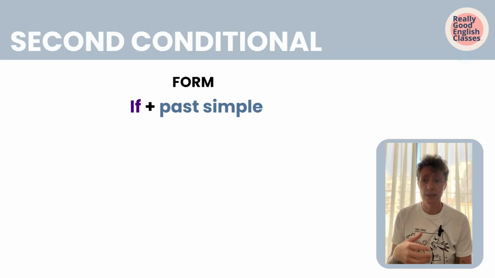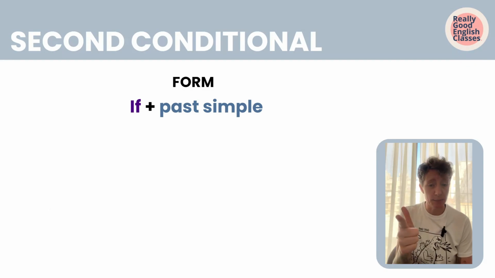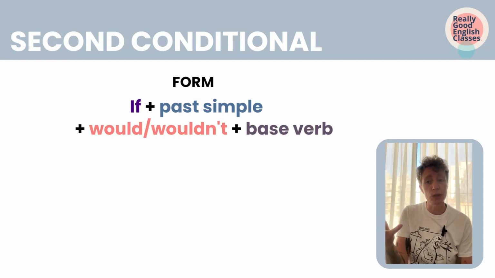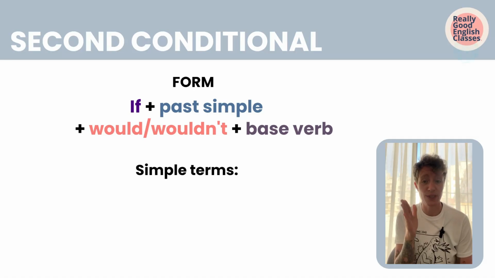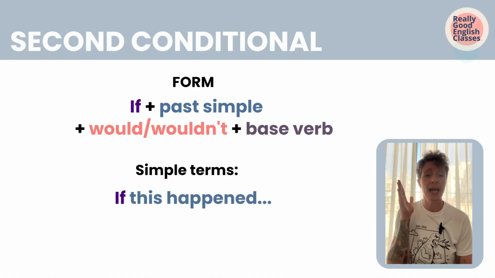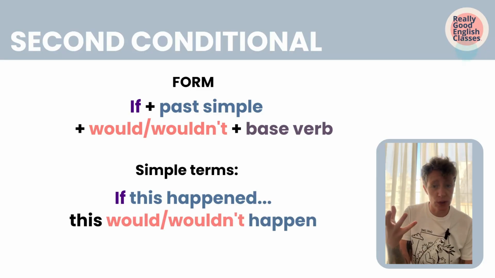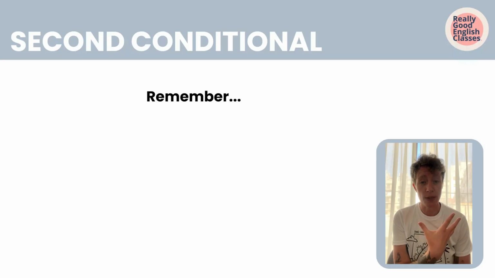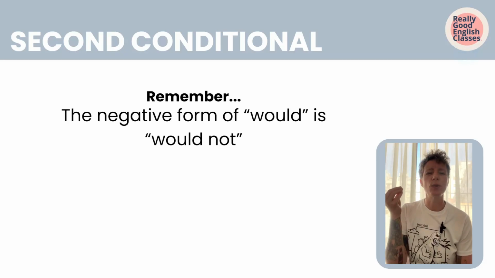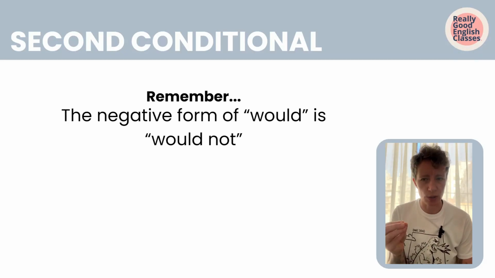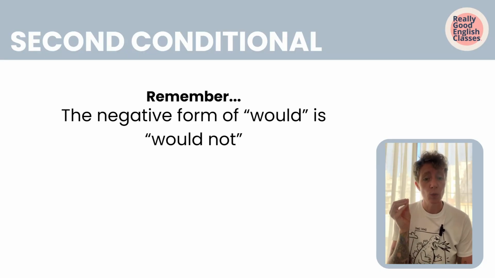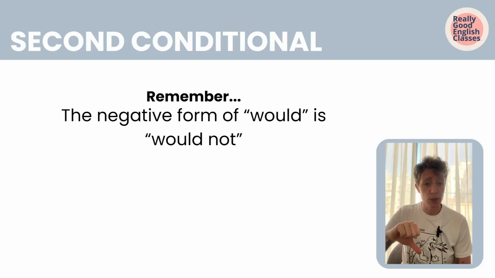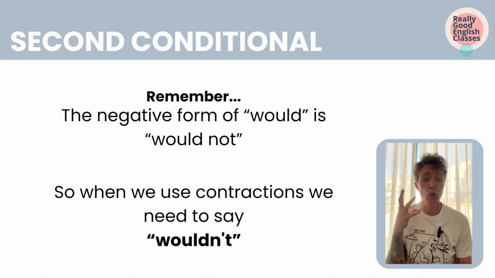The form is if plus past simple plus would or wouldn't and the base verb. In simple terms again, if this happened, this would or wouldn't happen. Remember, the negative form of would is would not, and English loves contractions. So when we use the negative form of would, we have to say wouldn't.